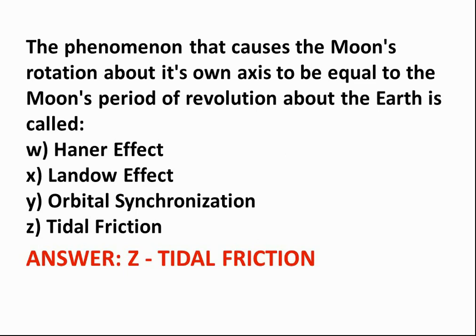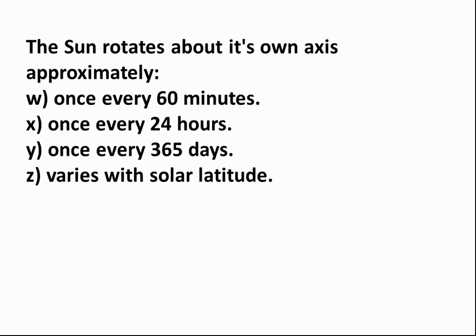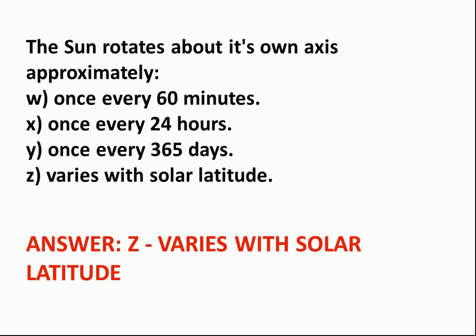Answer, Z, tidal friction. The Sun rotates about its own axis approximately W, once every 60 minutes. X, once every 24 hours. Y, once every 365 days. Z, varies with solar latitude. Answer, Z, varies with solar latitude.